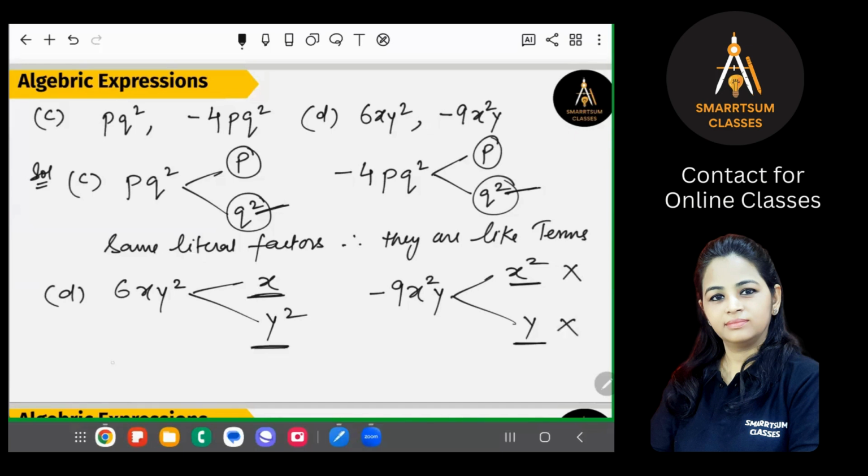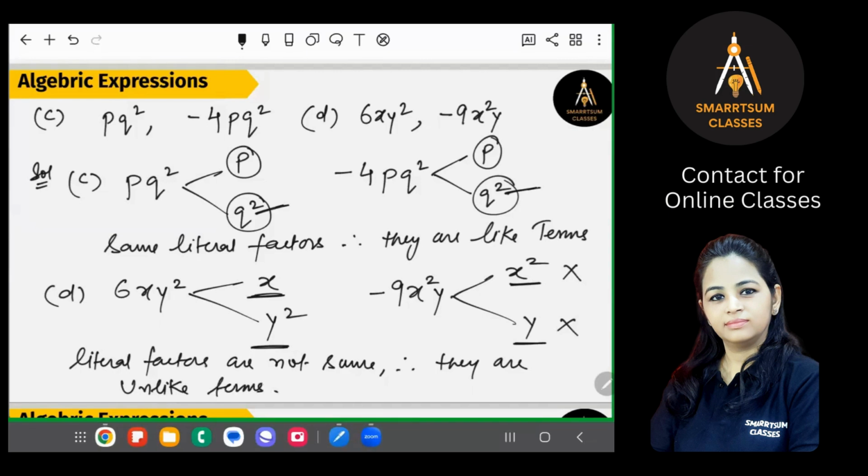Since they do not have same literal factors, right? Literal factors are not same. So what kind of terms are they? They are unlike terms. So in this way, we can decide whether the given terms are like or unlike terms. I hope now you're getting it.